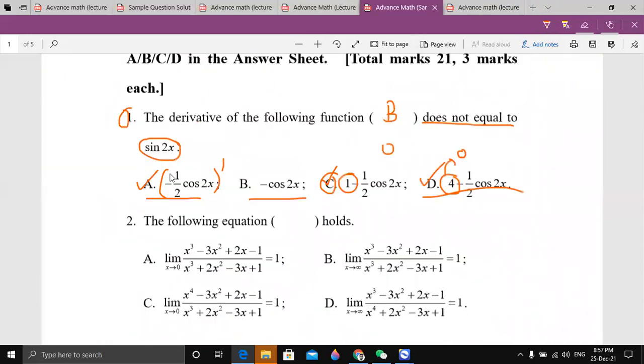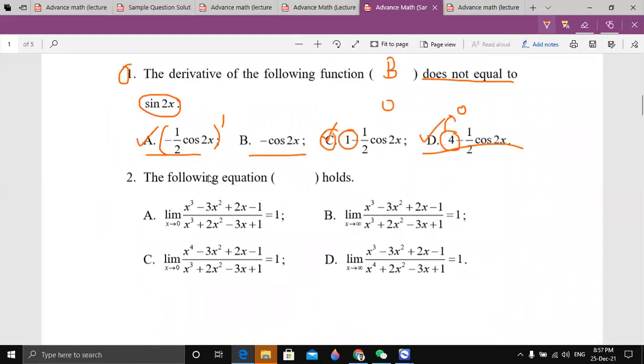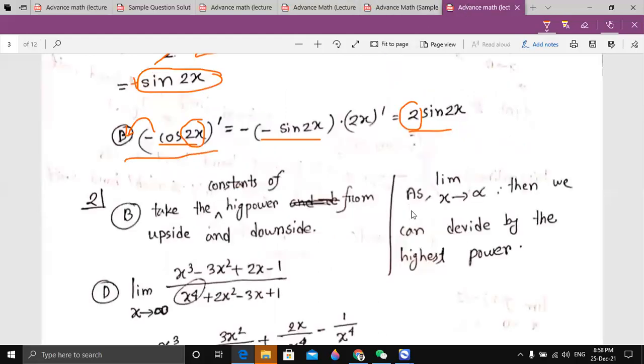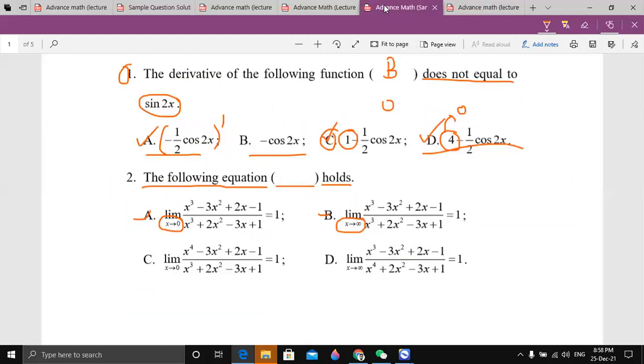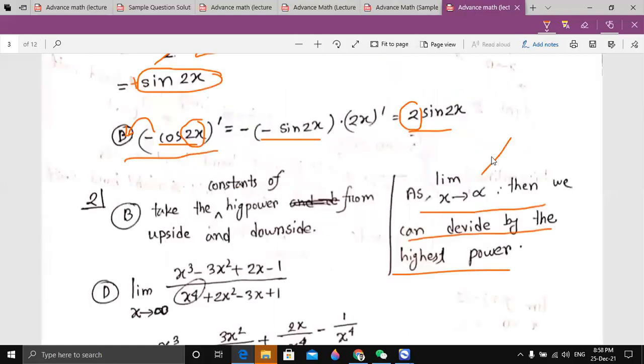So let's go to the next question, number 2. The following equation holds. So we have to see which one is correct. For number A, you see we have some kind of difference here: limit x tends to infinity and limit x tends to 0, right? If limit x tends to infinity, then we can divide by the highest power. But if limit x tends to 0, then we cannot use this formula.